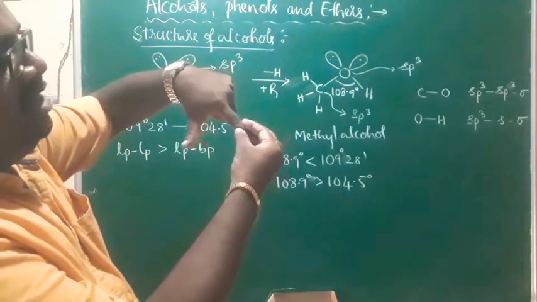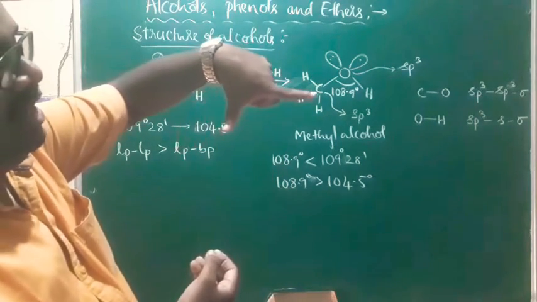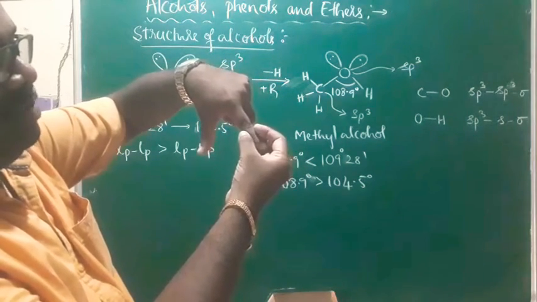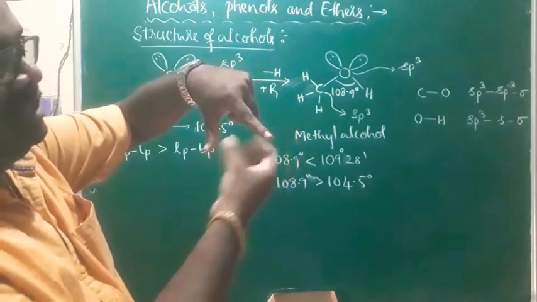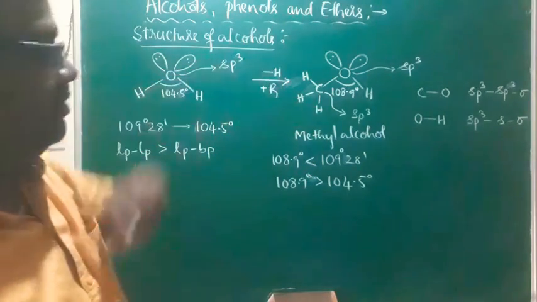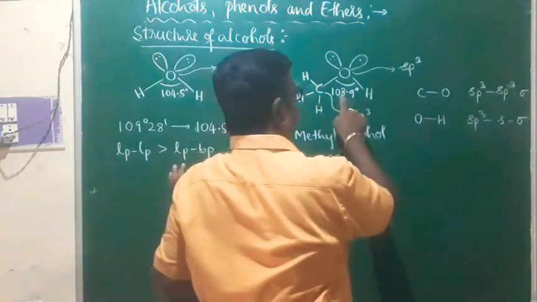If this hydrogen is replaced by a bulky methyl group, what happens? The bond angle increases, right? Bond angle increases because this is a bulky group and occupies more space. Because of the steric hindrance between the CH3 group and hydrogen, the bond angle increases from 104.5 degrees to 108.9 degrees.